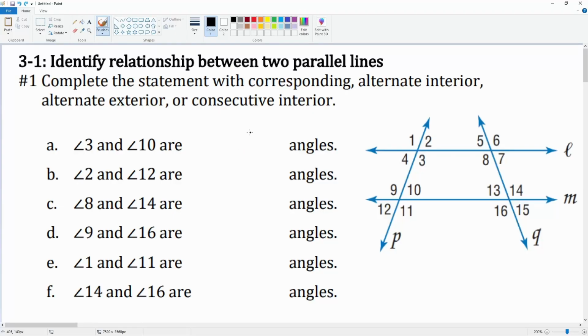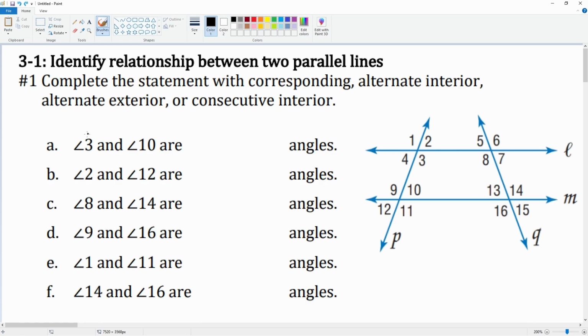3-1, identify the relationship between two parallel lines. Number one, you're going to complete the statement with the corresponding alternate interior, alternate exterior, or consecutive interior for this. And it is based on the figure on the right.